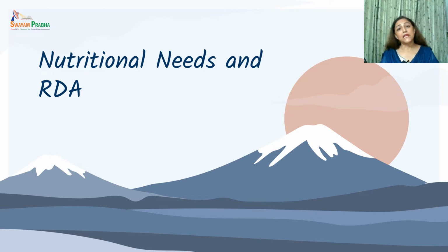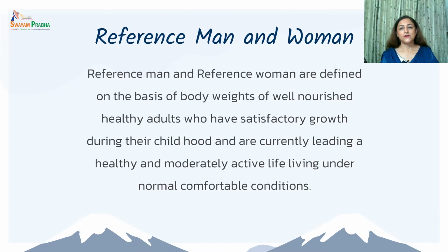Now these recommendations cannot be given to the individual person because we are dealing with the population. For generalizing the requirements, the ICMR has formulated for the adults in terms of reference man and reference woman. So let us see this concept of reference man and woman. Who is reference man or woman? They are defined on the basis of body weights of well-nourished healthy adults who have satisfactory growth during their childhood, and they are currently leading a healthy and moderately active life, and they are living under normal, comfortable conditions.